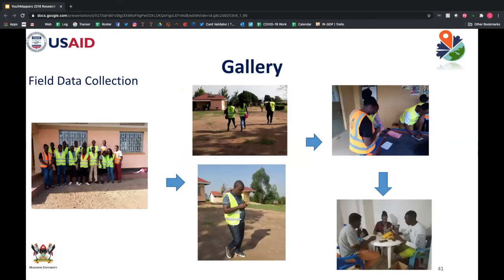Dara. Yeah, so the team was properly trained. They were equipped with everything that they needed. The phones were set up and they went out and collected the data. At the end of each day, we met at a central point where we made sure that all the data collected in the field was uploaded to the Kobo server. This data was later cleaned and then uploaded to OSM as well. Next slide.